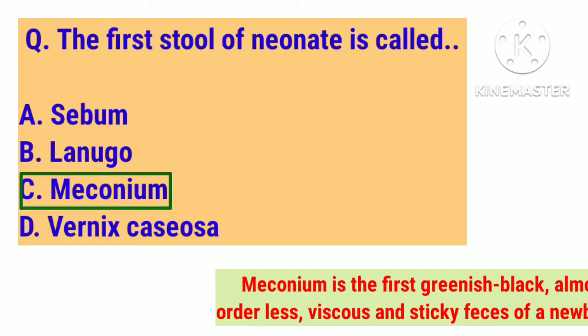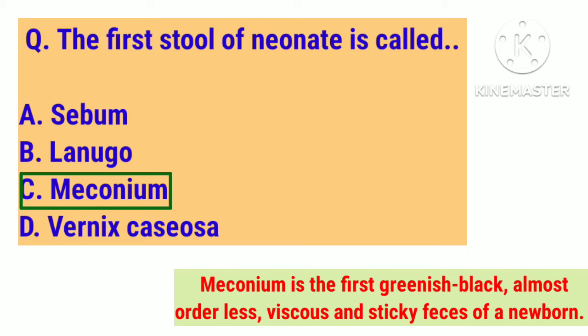Meconium. Meconium is the first greenish black, almost odorless, viscous and sticky feces of a newborn. It is made up of salt, amniotic fluid, mucus, bile, lanugo and epithelial cells. The first meconium stool should appear during the first 24 hours and should persist for about 3 days.